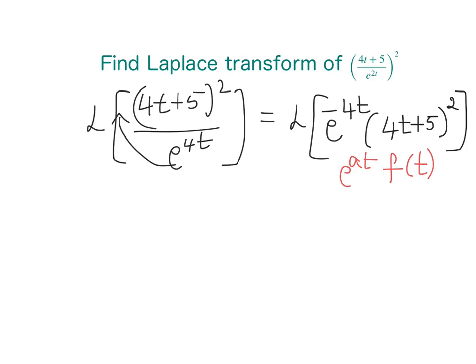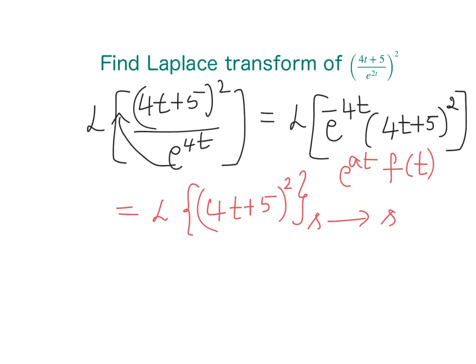So what you have to do: this is Laplace transform of (4t plus 5) whole square, and we have to shift s to s minus a, where a is minus 4. Because of minus 4, it will become s plus 4. Then, you can't obtain directly a Laplace transform of (4t plus 5) whole square. First we need to expand.